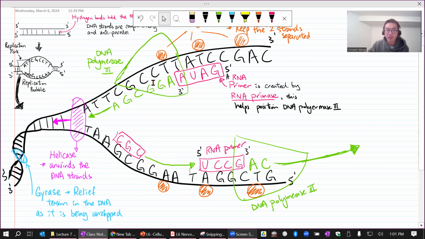It's not a problem for the top strand. The top strand can just keep on going and going and going, right? As you unzip more and more. But for the bottom strand, because polymerase 3 cannot go backwards, you need to do another primer and so on and so forth. So copy what you need first. I will show you another picture to help you understand this a little bit more.